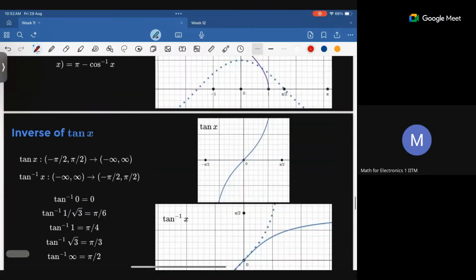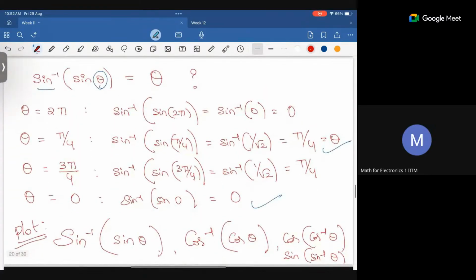So this sine inverse of sine theta will not be theta always. It will change depending on what theta we take. That is what I wanted to convey. You should be careful of what this theta is, and not blindly take theta. That's my point there. Okay, got it. Thank you.